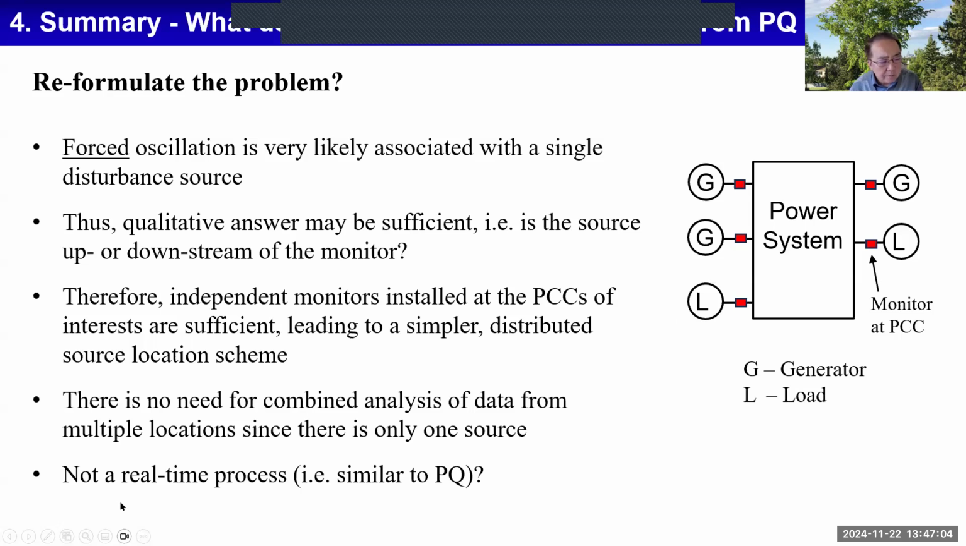Also, my feeling is that this is not a real-time process. Of course, you are researching this, you know more, similar to PQ, because to use this to trigger protection, which is a very conservative utility system, you need years of demonstration that it can detect sources properly. So probably the initial process is offline or for monitoring that is not triggering. So it's a non-real-time process. That is how I think, and if we think about it this way, we will make the problem simpler.